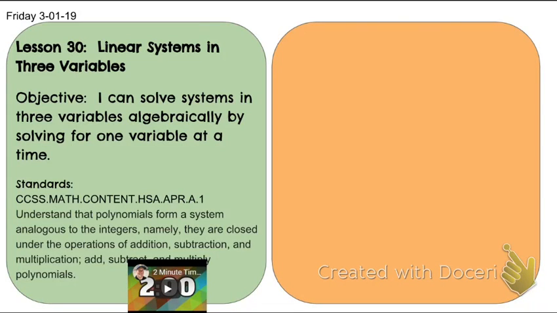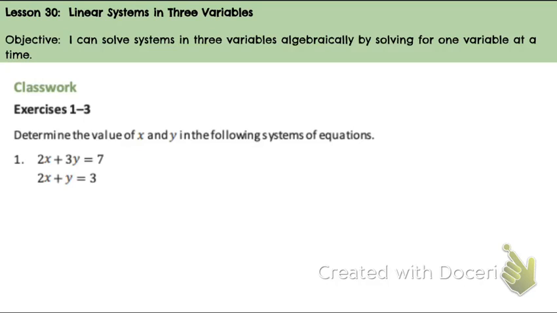Okay, welcome to Lesson 30. Our objective in Lesson 30, which is called Linear Systems in Three Variables, is I can solve systems in three variables algebraically by solving for one variable at a time. So let's get going here.